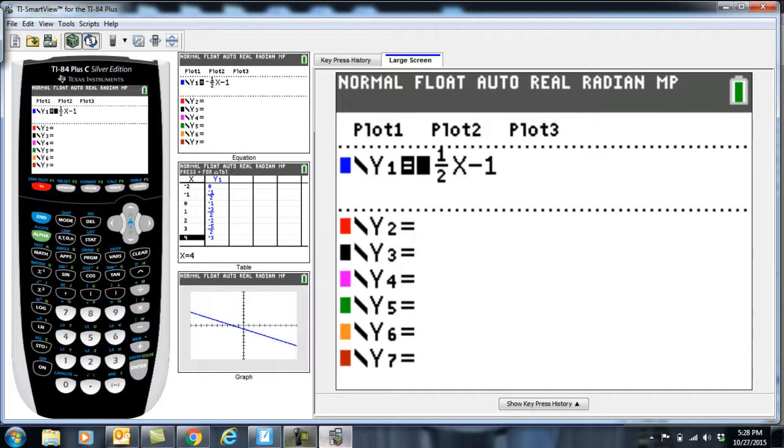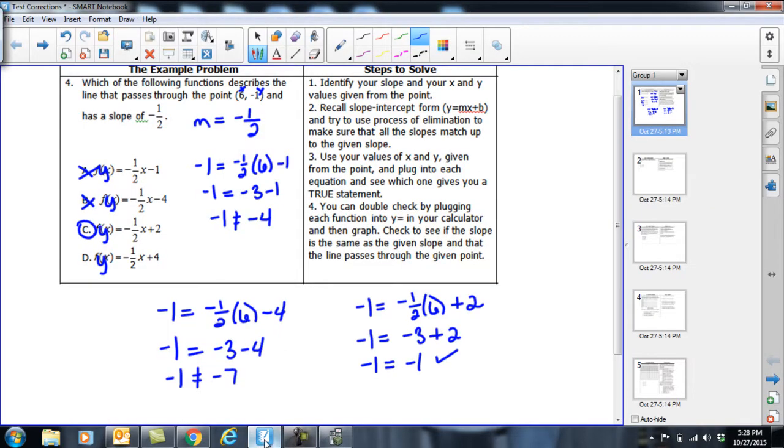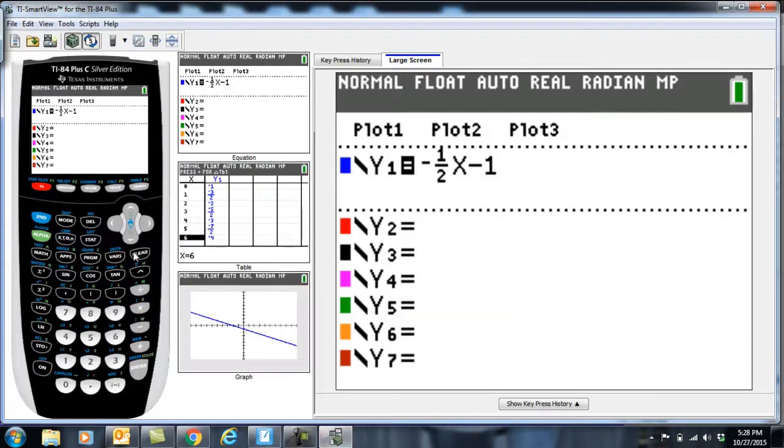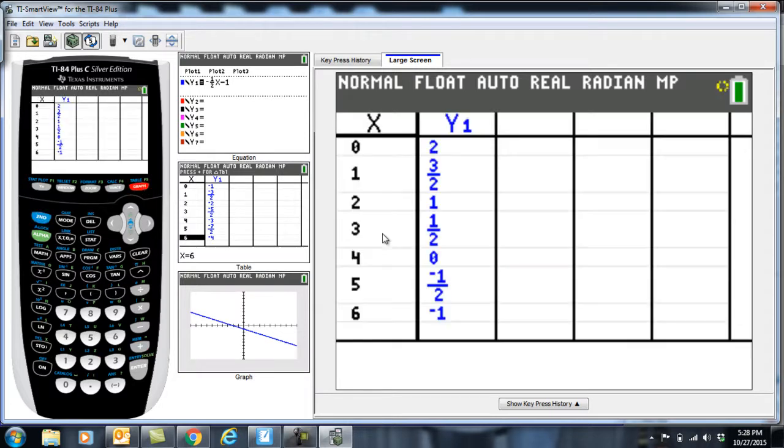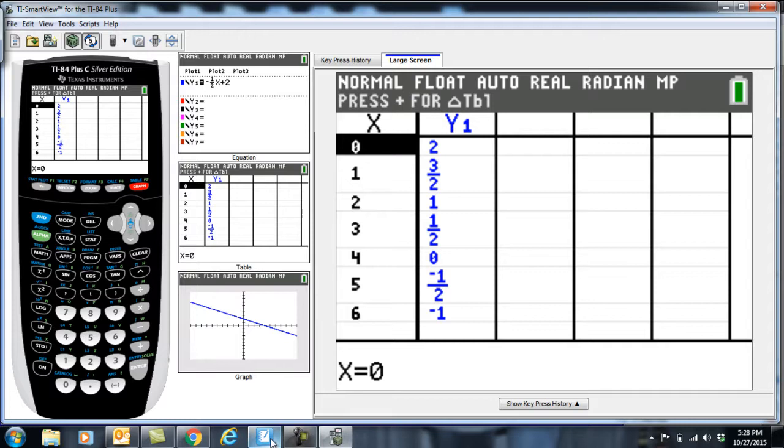So let's plug in what we had for C, which was -1/2 x plus 2. All I have to do is change this last value down here to a plus 2. And then if I go second graph and look at those, you'll see right here I have (6, -1) absolutely shows up as my point on my graph, so that's how I know it's C.